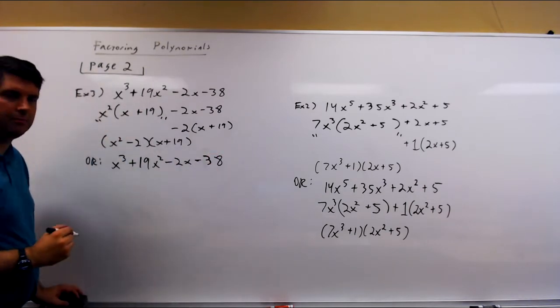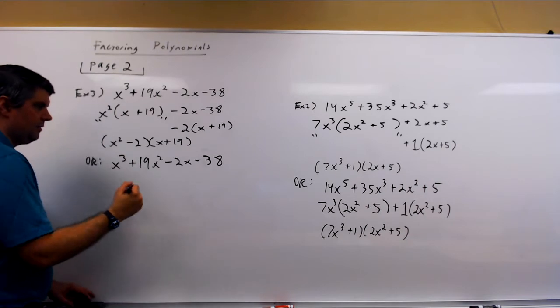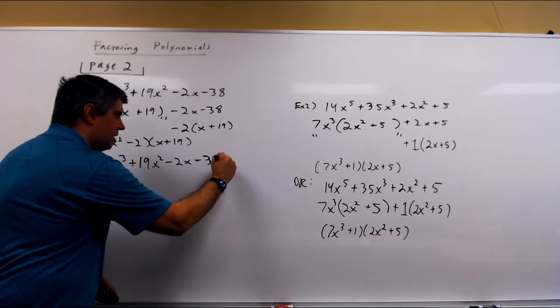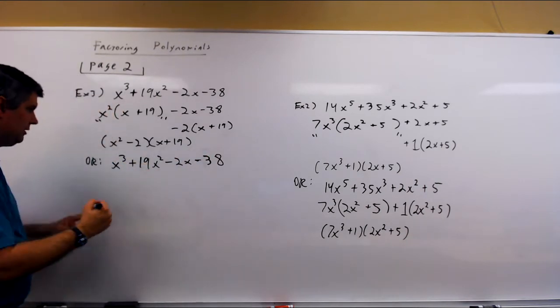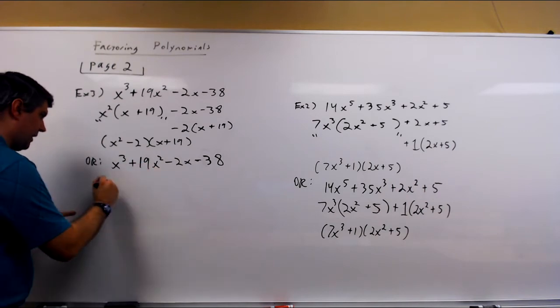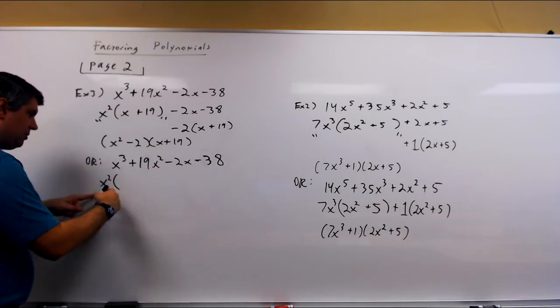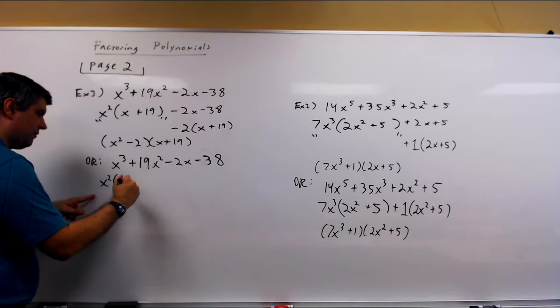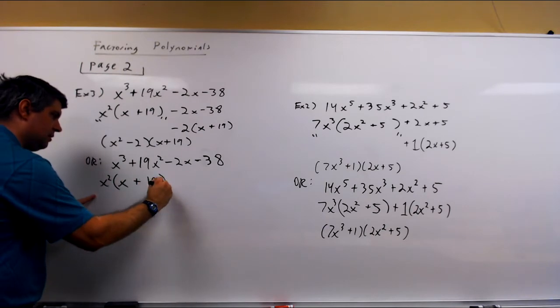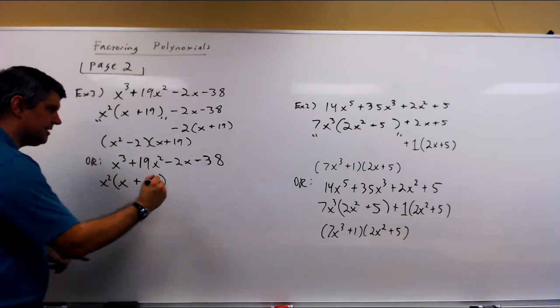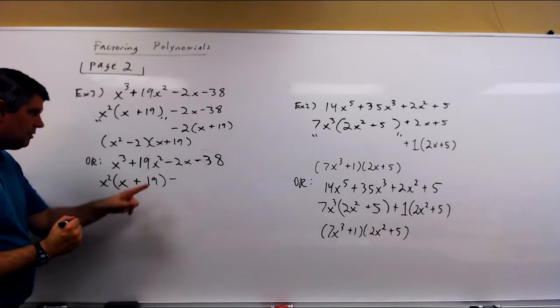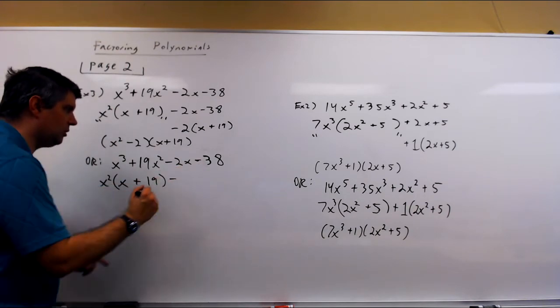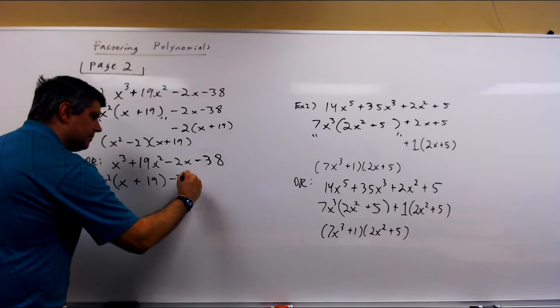All right, so I'll make sure that's dark enough. Okay, these two are divisible by x squared. X cubed divided by x squared is x. 19x squared divided by x squared is 19. Third term is negative. They both have a 2. They're both even, so they're both divisible by 2.